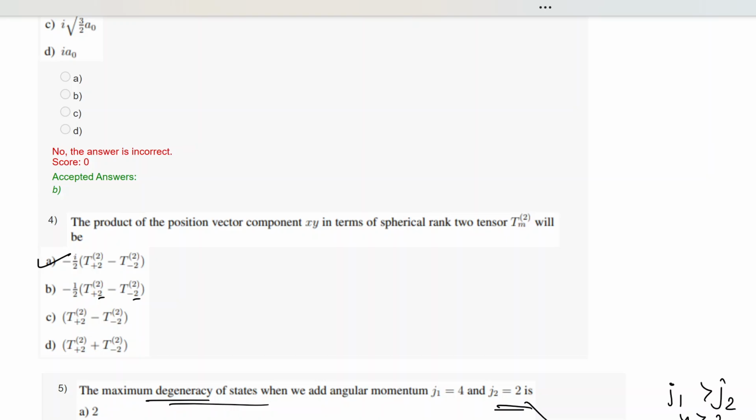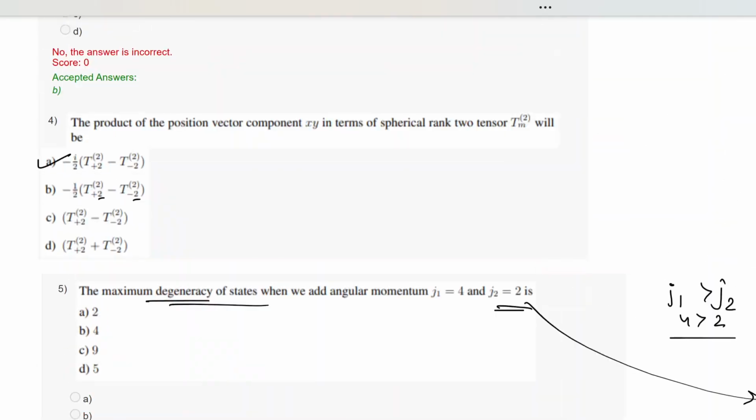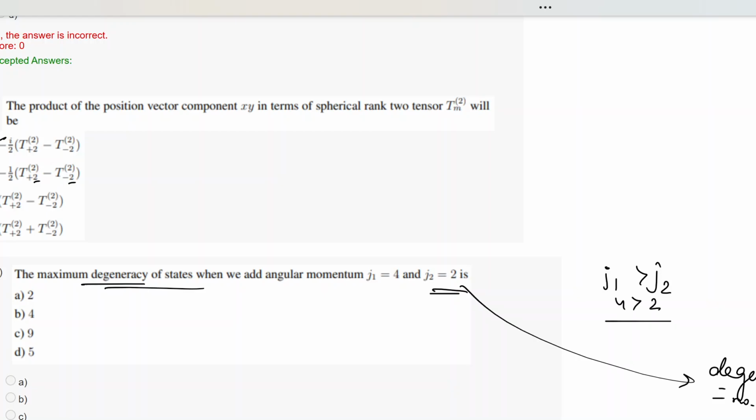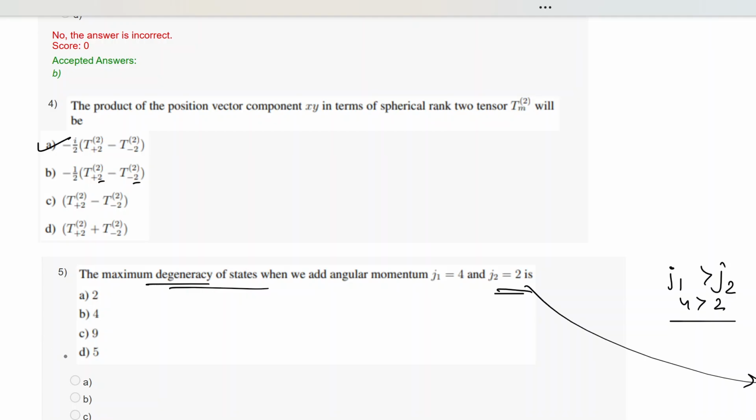So the degeneracy count equals the number of possible Mj values for J equal to J2, since J2 is less than J1. If your J2 would have been greater than J1, then you would have to go with J1 because that is the smaller value. So in this case, you go with J2 because that is the smaller value. So the count is 2 J2 plus 1, and J2 is mentioned in the question as 2. So 2 into 2 plus 1, that is 5. So the degeneracy count is basically 5.